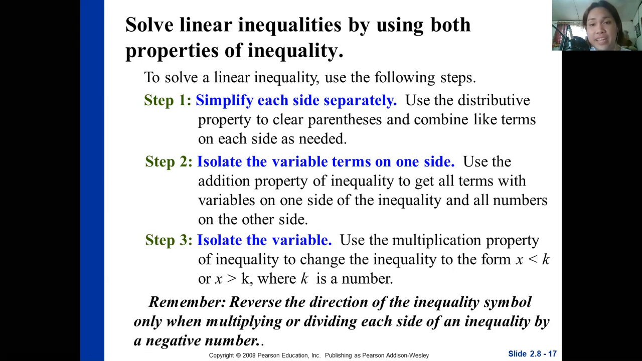And of course, do not forget, always remember, reverse the direction of the inequality symbol only when you are multiplying or dividing each side of an inequality by a negative number. So do not forget that, it is very important. A simple reminder brought to you by Math is Fun channel.